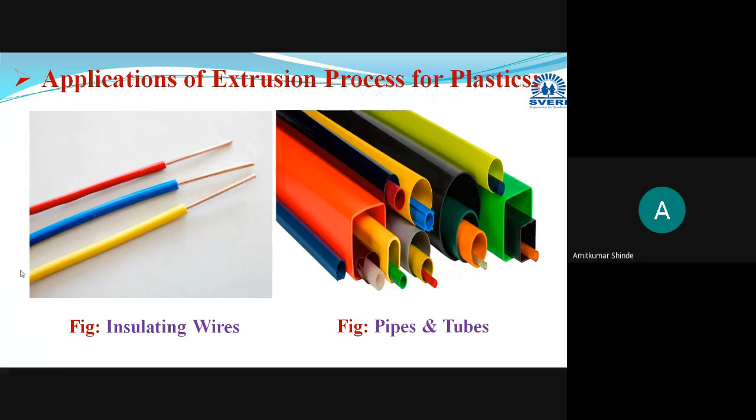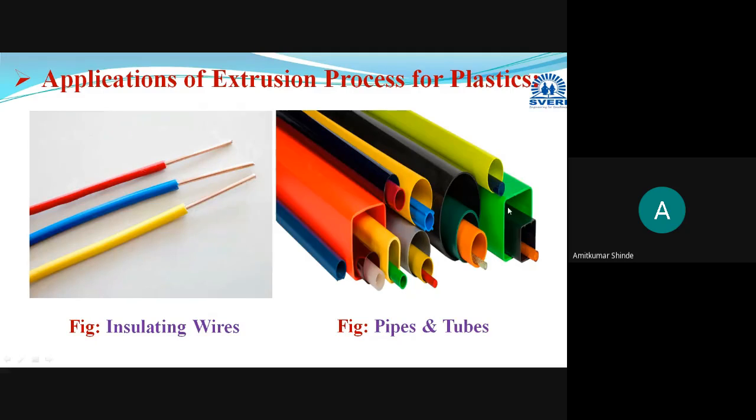Applications are nothing but which components you can manufacture. Here I have collected some pictures so that it is very helpful for you to remember. Two components I have collected. The first is insulating wires. Whichever electrical wires we are using, the insulation is provided with different colors in different electrical equipment. These insulating wires are manufactured with the help of this extrusion process only.